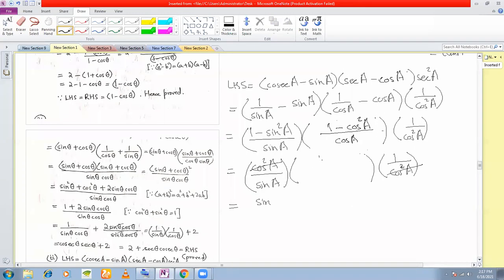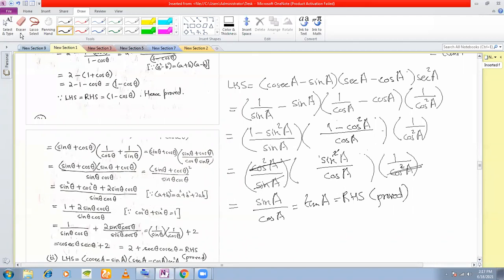In the next step, 1 minus cos square becomes sine square A by cos A. Now clearly this cos square will cancel. Sine A will cancel here with one sine in the numerator. You simply get sine A by cos A, which is equal to tan A, which is equal to right hand side, and that is the required proof. Fine.